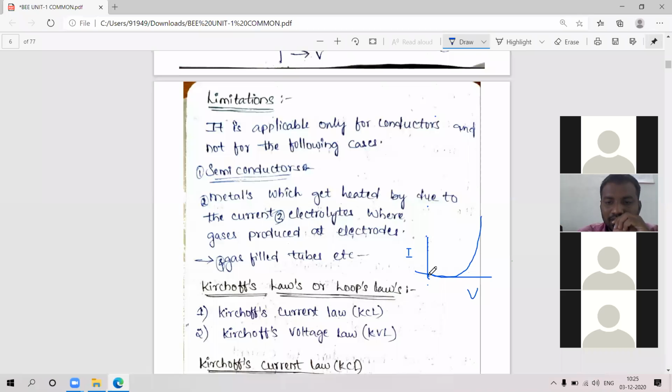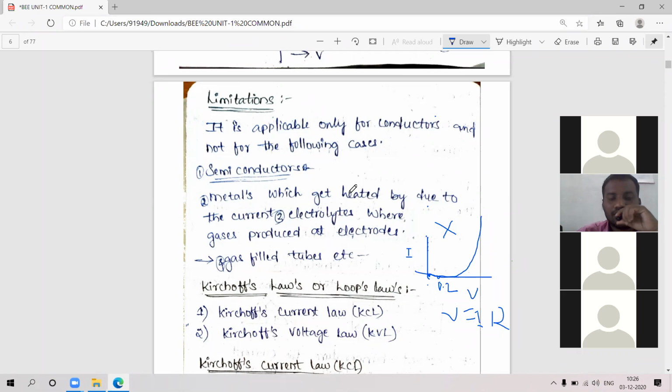Here we can observe that when voltage is 0, current is 0. But if voltage is some value, suppose 0.2, the current is also 0. As voltage is increasing, current is not increasing. So Ohm's law is not applicable for semiconductors. So we cannot give that V is equal to I into R. So this is not valid for semiconductors, and it is also not applicable for metals which are heated up.